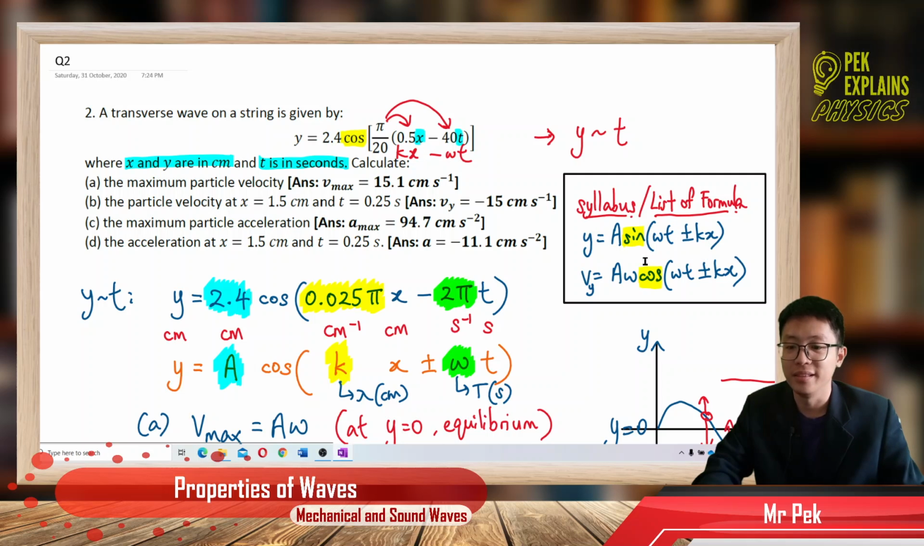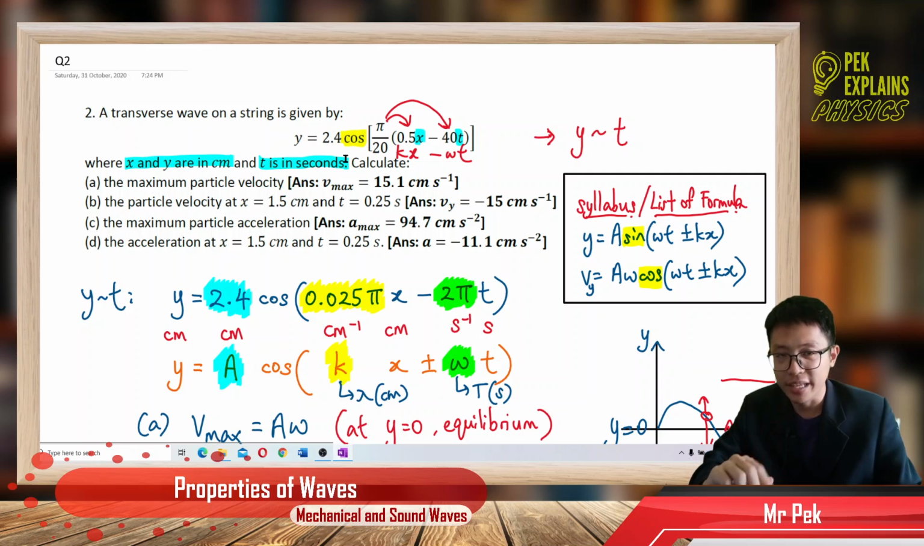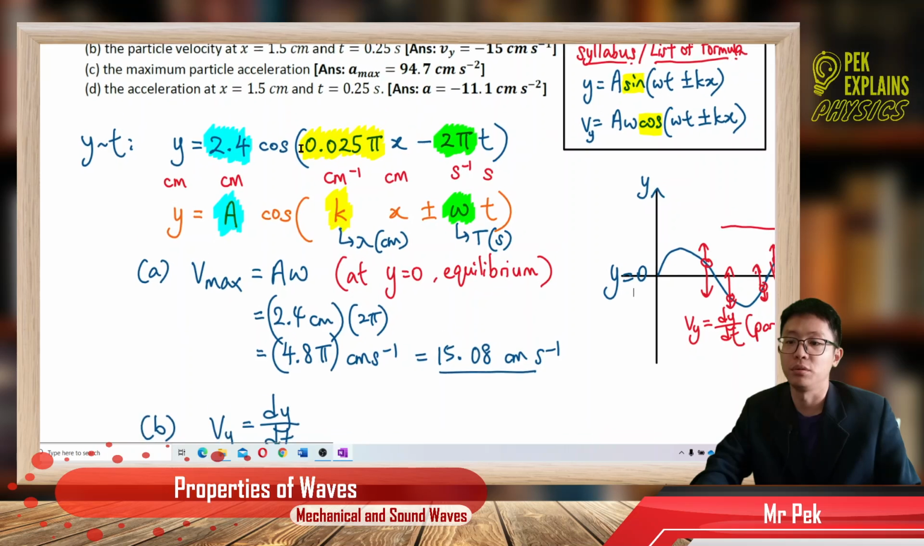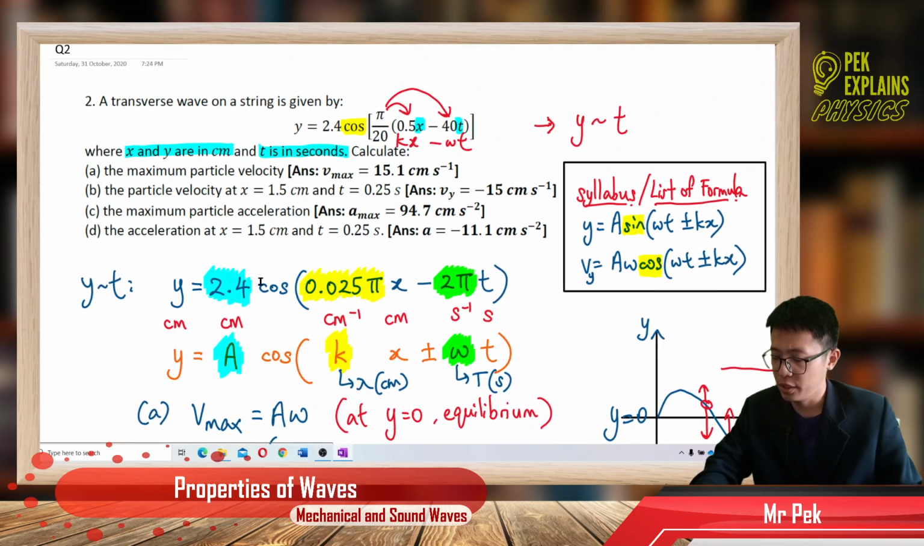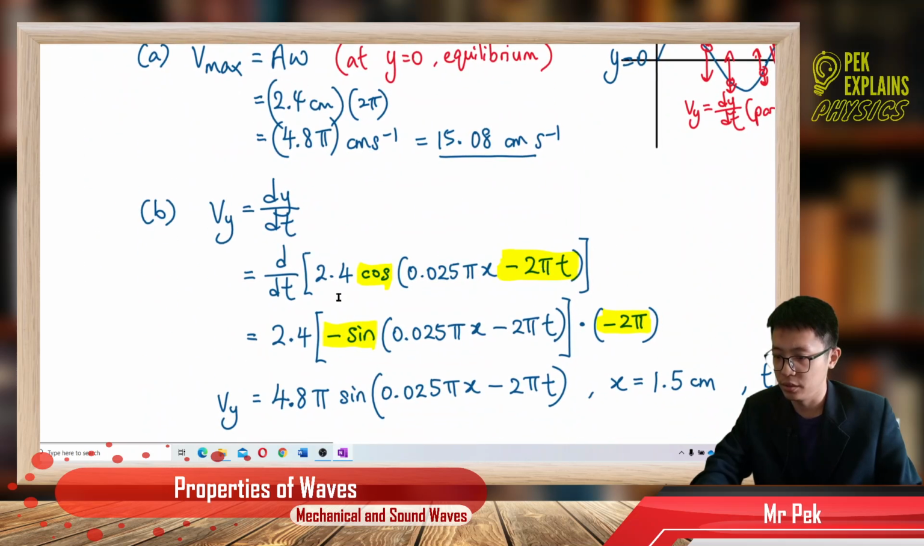So be careful. The formula available in the list of formulas can only be used if the displacement formula is a sine formula. If the question gives you the displacement formula with cos, then you need to differentiate yourself to get the velocity formula. So you need to learn what I teach you. All right. So my displacement equation is 2.4 cos. This is the formula for displacement. So I differentiate with time to get the velocity.